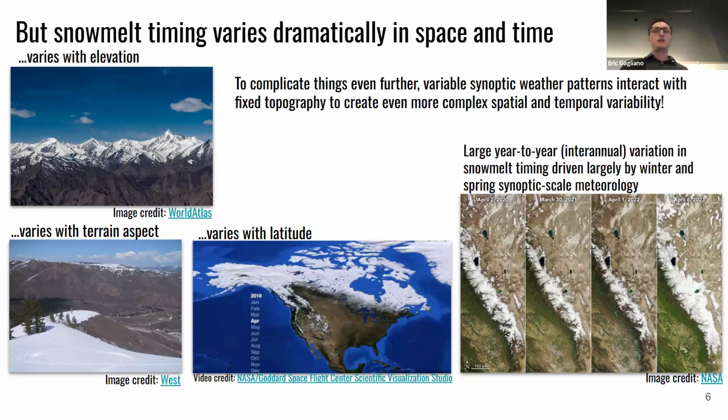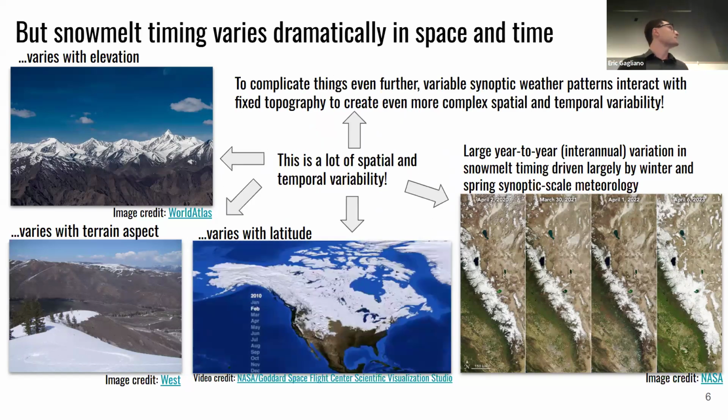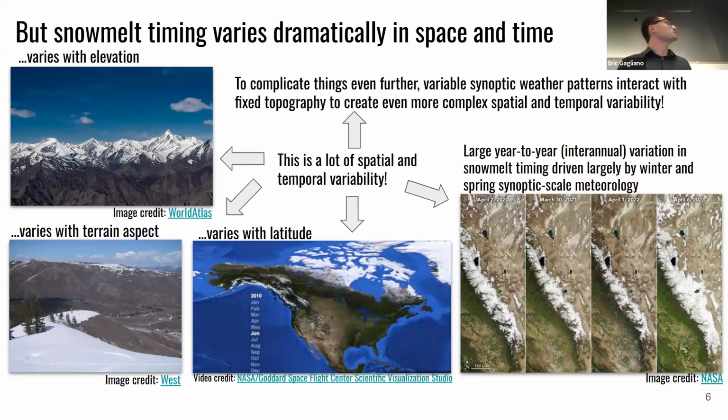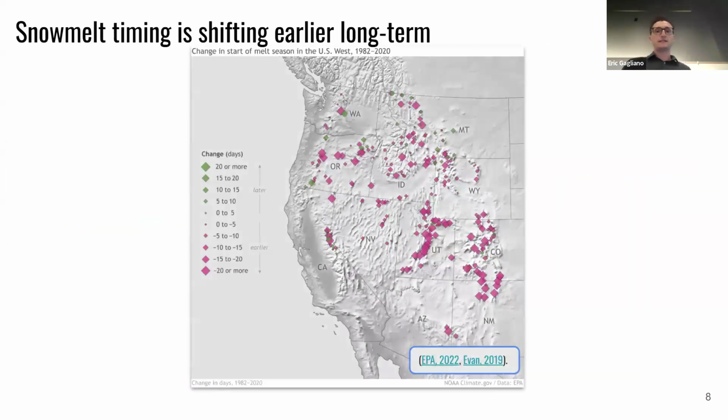And to complicate things even further, these weather patterns also interact with the topography and these other factors. All in all, there's just a lot of spatial and temporal variability in snowmelt timing, which is why we want to observe it. In this plot here, we're just talking about how snowmelt timing is shifting earlier and earlier. So this is the Western US, and you're seeing that peak snowpack is occurring 8 days earlier since 1982. So the larger the pink marker here, the larger the trends towards earlier peak snowpack.